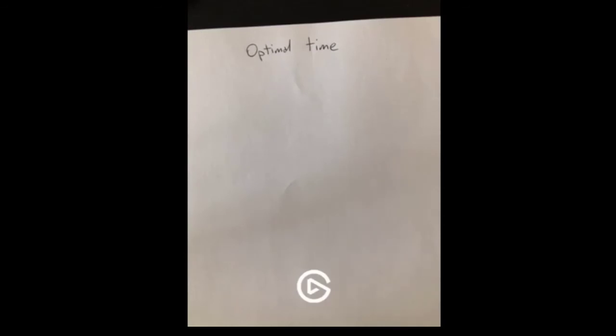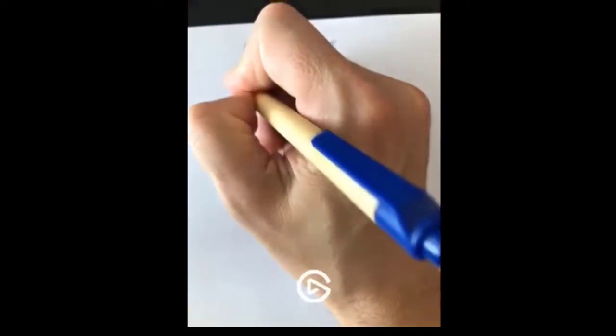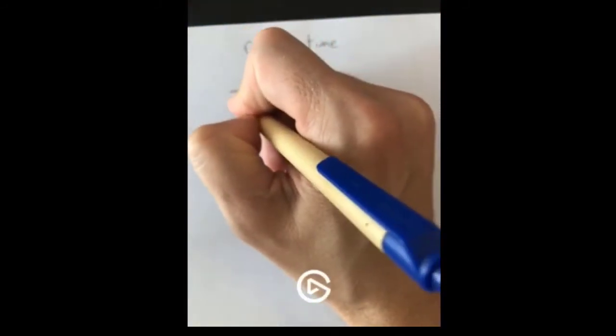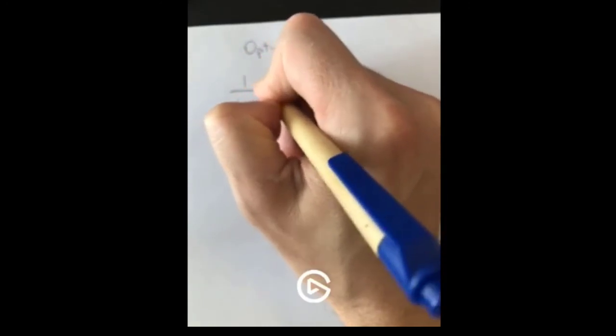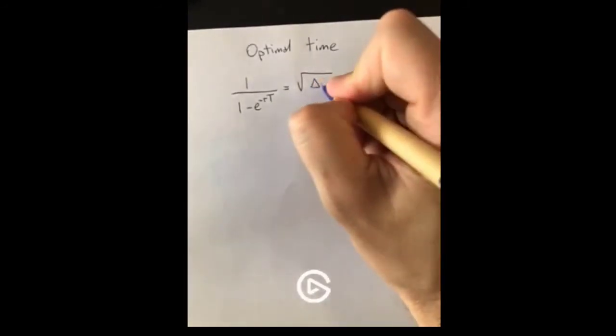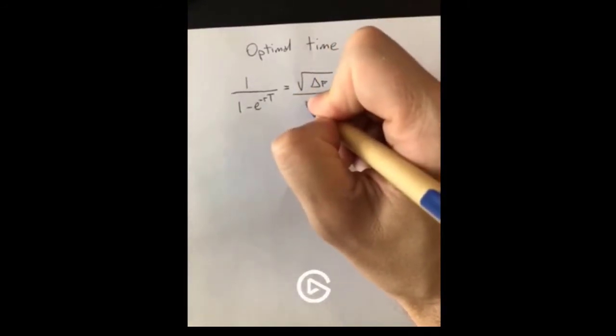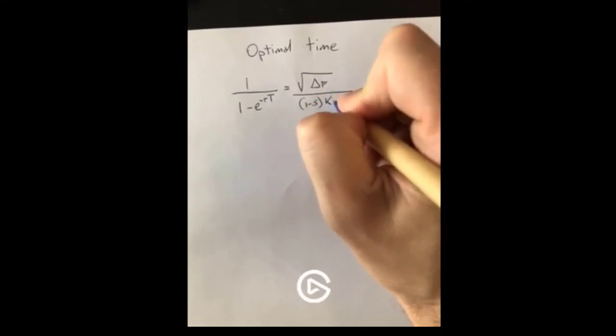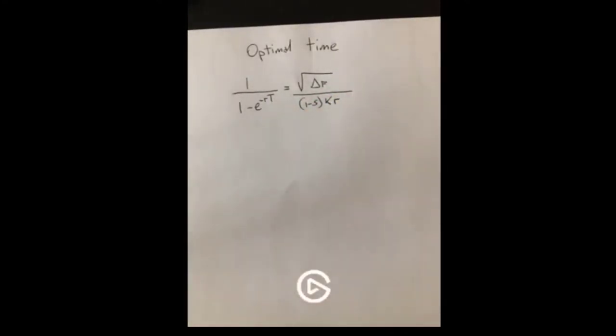But if these conditions are not satisfied, it means that we can find a capital T in which 1 over 1 minus e^(-RT) is equal to the square root of delta F divided by (1 minus S) capital KR. Means that this is a capital T at which the resource capability is developed. Okay, the resource capability is developed. And this can be a very useful formula to derive.